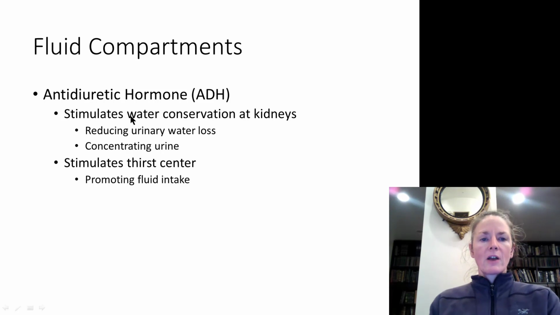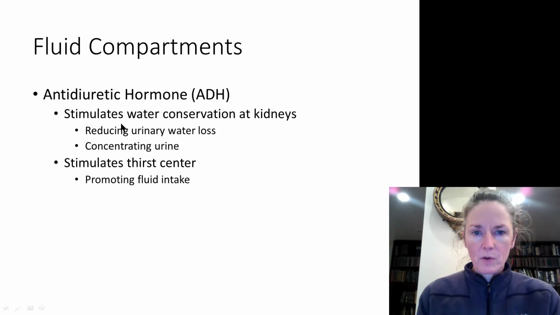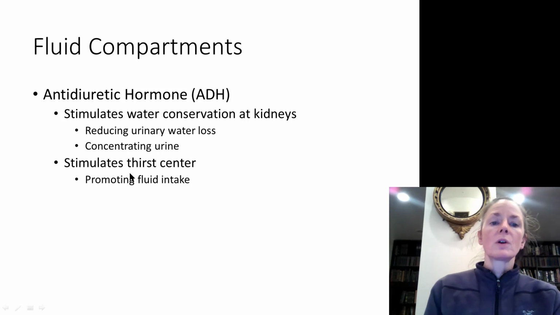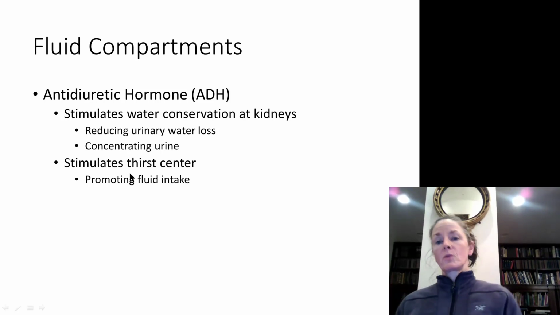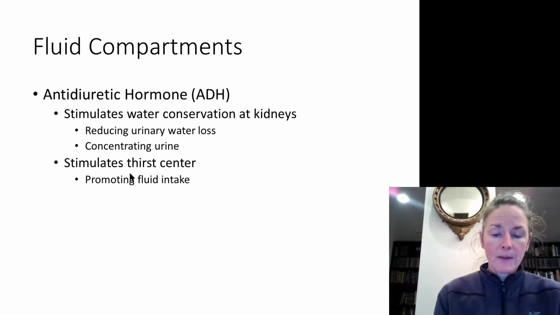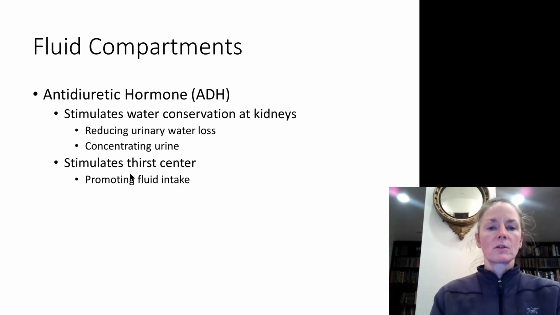All right, so as we've seen, the antidiuretic hormone causes water conservation at the kidneys. That's going to reduce our water loss. It also helps concentrate urine. So what else does it do? It's going to stimulate thirst. This is going to make us want to drink more. Obviously, if we need to replace the fluid, then we need to stimulate thirst centers to make us want to drink more water.